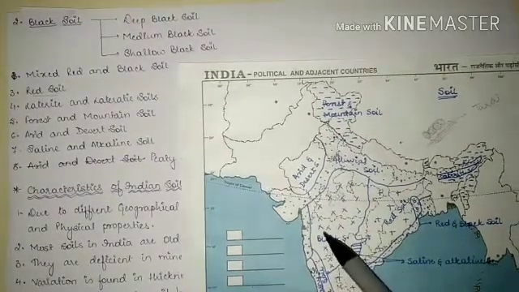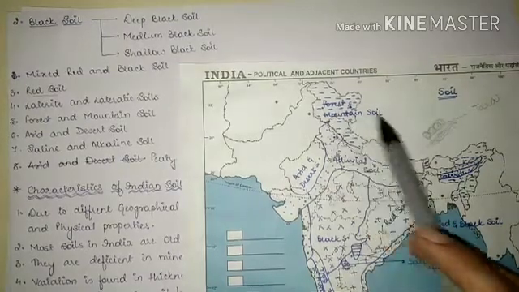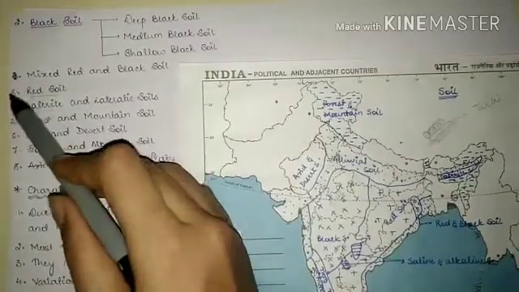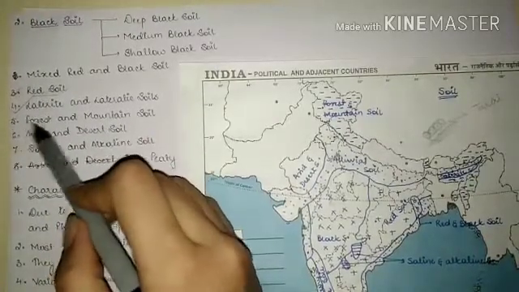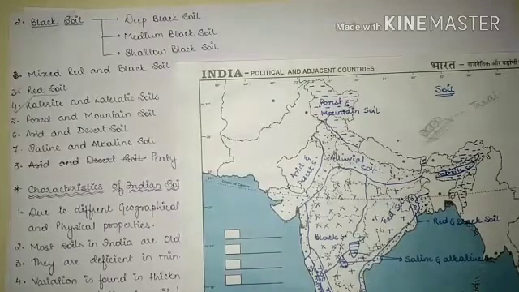Then next we have, after lateritic soil, forest and mountain soil. We have done lateritic soil. Now we have forest and mountain soil. Forest and mountain soil is found in hilly slopes covered by forest. They occupy 2.85 lakh square kilometer of the area, and this area accounts for 8.67% of the total land area in India.